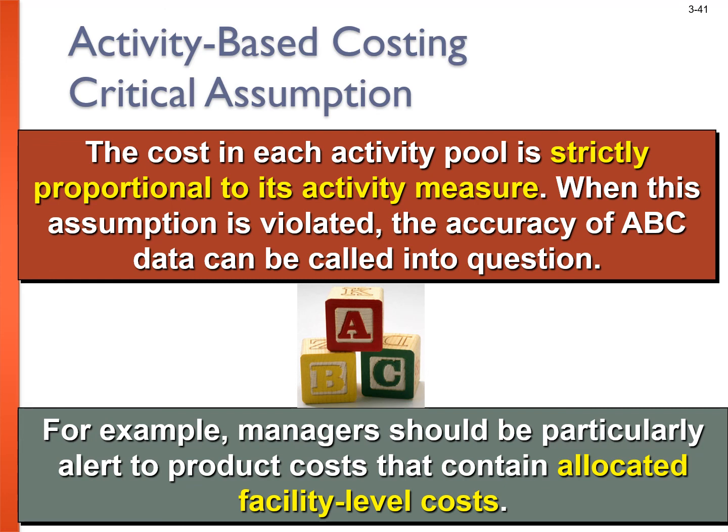Critical assumption here: the cost in each activity pool is strictly proportional to its activity measure. When this assumption is violated, the accuracy of ABC data can be called into question. For example, managers should be particularly alert to product costs that contain allocated facility level costs. So they want to make sure, is that activity causing that cost?